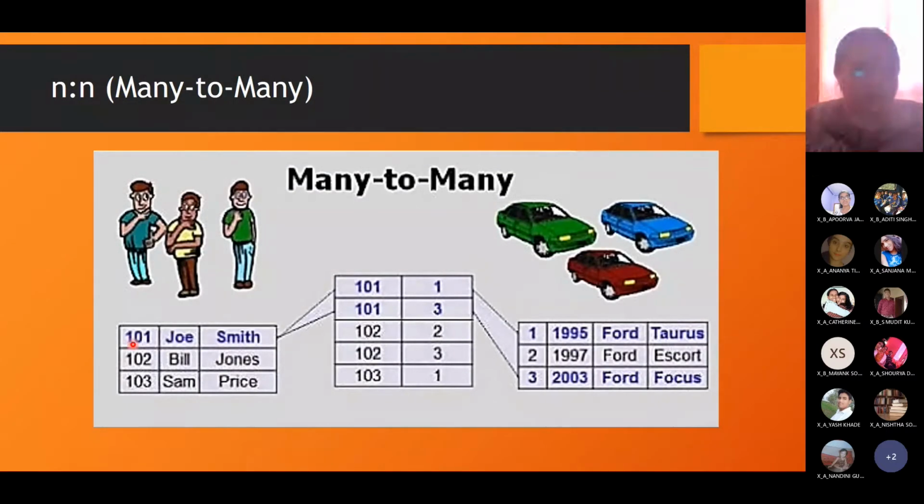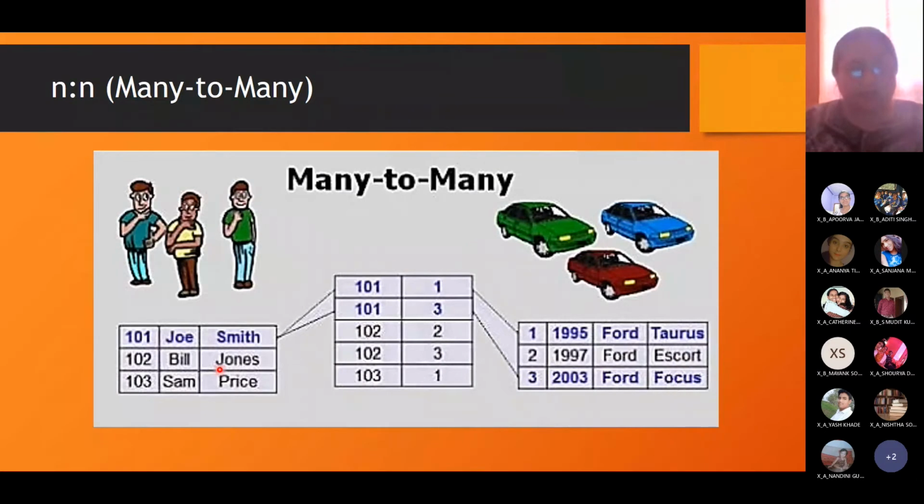Another example, Joe Smith. His ID is 101 and he owns how many cars? You can see his ID 101 is there, 1 and 3. So Joe Smith owns two cars, Ford Taurus and Ford Focus, right? Similarly, Bill Jones, how many cars does he own? Only one car, that is Ford Escort. 103, Sam Price, okay, sorry, 102, Bill Jones owns another car, that is Ford Focus. So he owns Ford Escort also and Ford Focus also.